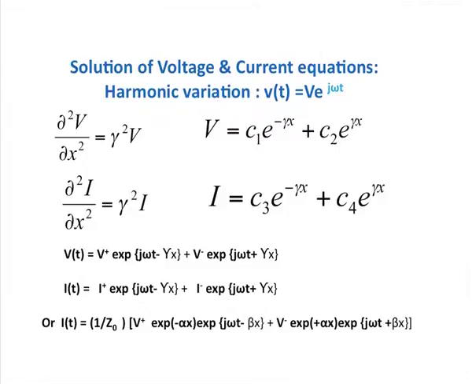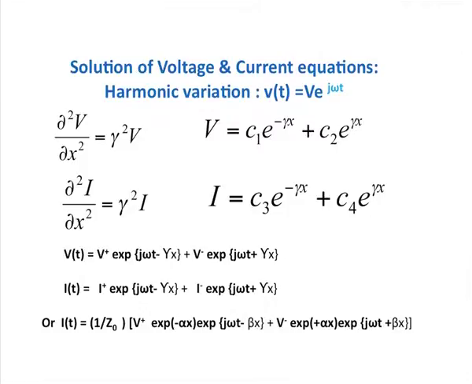This gamma, which we used in the last slide, is a complex quantity, especially if we apply this solution to harmonic signals, that is, when the voltage and current vary sinusoidally. So, V of t is V0 e to the j omega t, and the solution can be modified as given by V of t equal to V plus exponential of j omega t minus gamma x plus V negative.